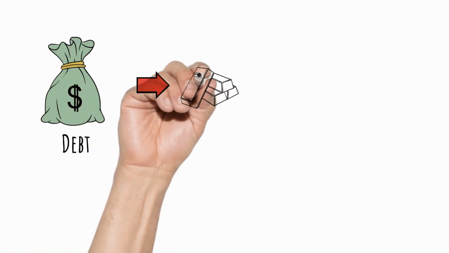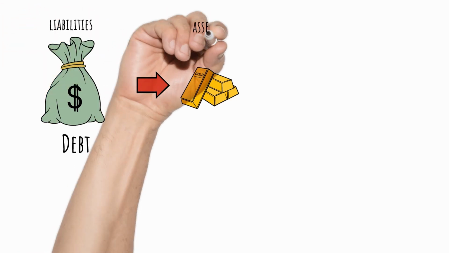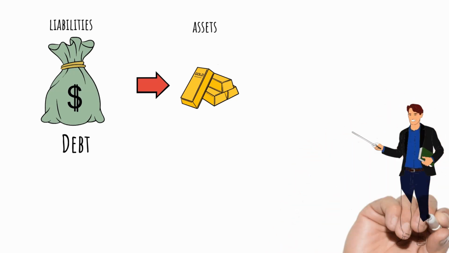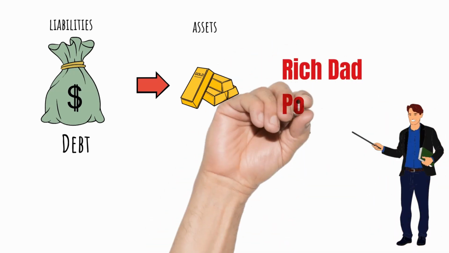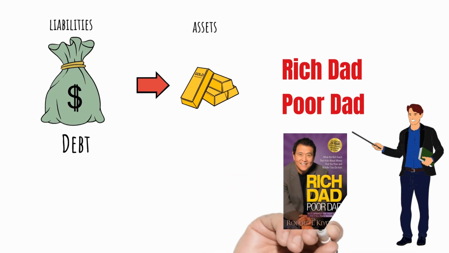This is taking a liability that is a debt and using it to buy an asset. Taking a negative figure from your liabilities column and moving it into your assets column. This is something which Robert Kiyosaki teaches in all of his content and the premise of his Rich Dad, Poor Dad book. I would recommend that you read this book.